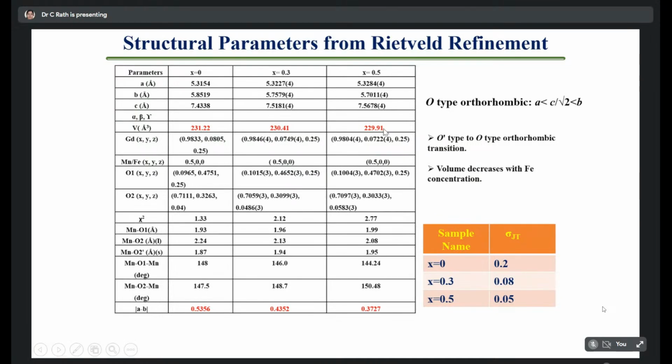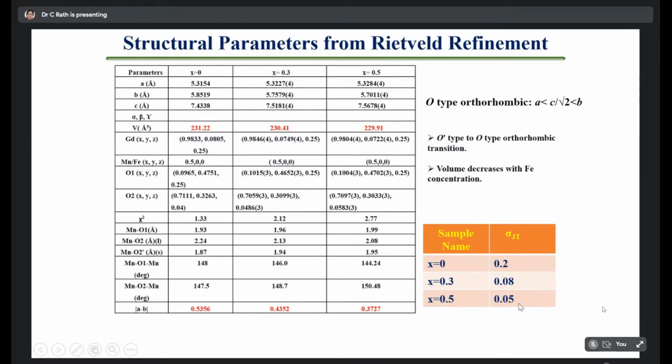One can see again that the volume is further reduced when x equals 0.5 and 0.3 compared to 0.2. It was an O prime type orthorhombic structure. However, when the iron concentration is increased from 0.3 to 0.5, it shows an O-type orthorhombic structure. So we observe that with increase in iron concentration, there is a transformation from O prime to O-type orthorhombic structure. The volume is further decreased, and the Jahn-Teller distortion is further reduced: at 0.5 it is 0.05, while at 0.2 it was 0.09 and 0.08, and then 0.05.